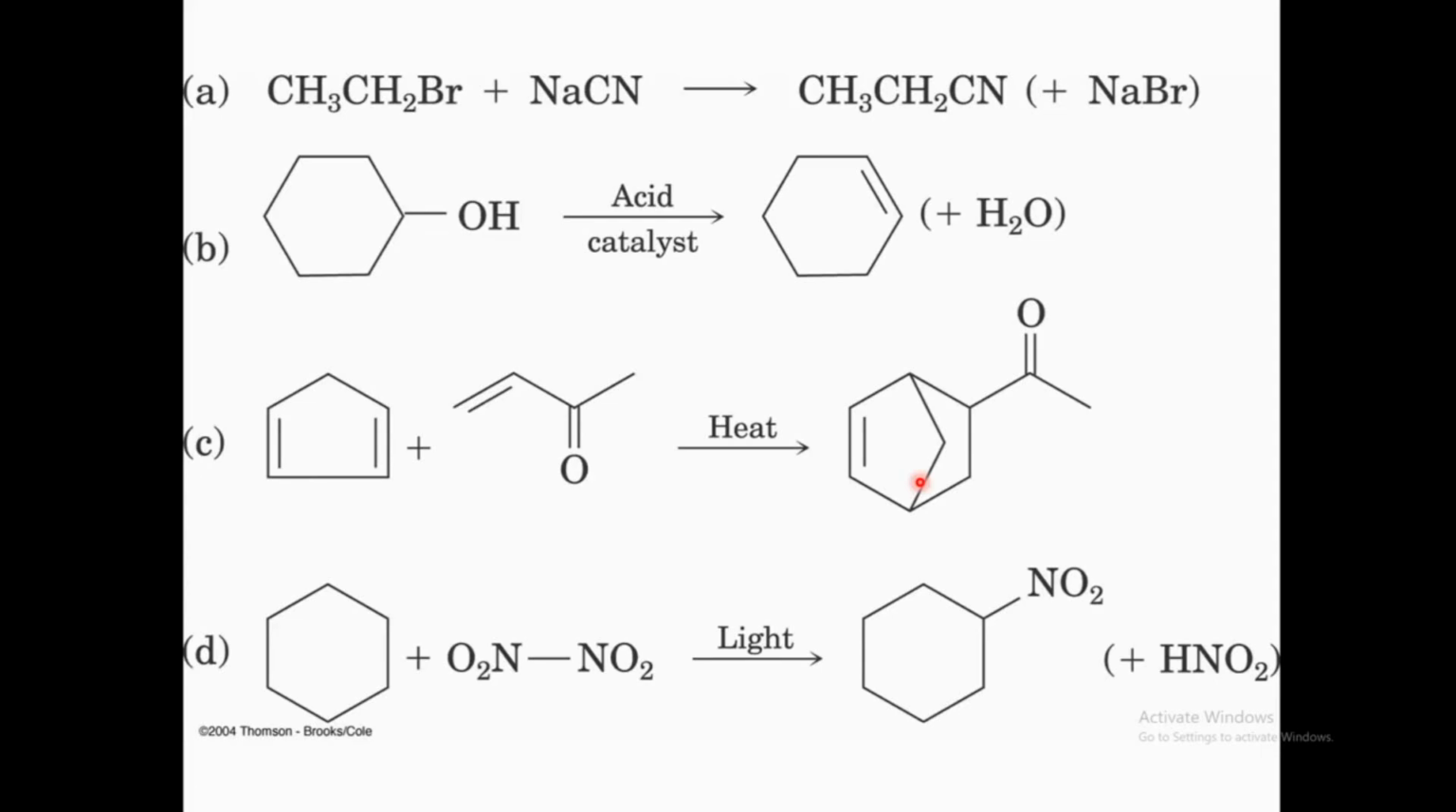Question D is an alkane, cyclohexane, which is a cycloalkane, and it reacts with NO2 in the presence of light, and it gives you nitrocyclohexane, 1-nitrocyclohexane. And also the hint is the reaction is taking place in the presence of light. So think about generation of free radicals, and the starting material is an alkane.